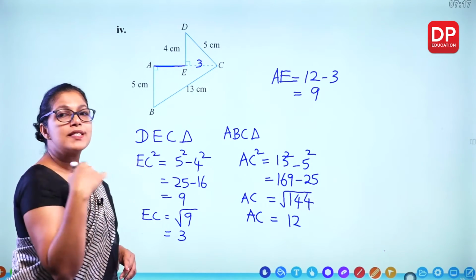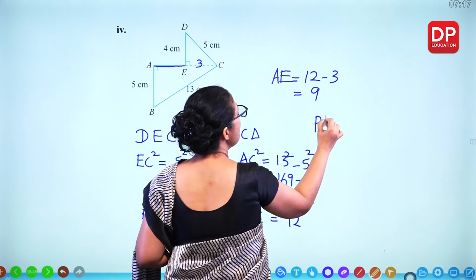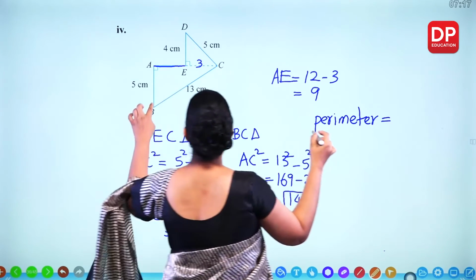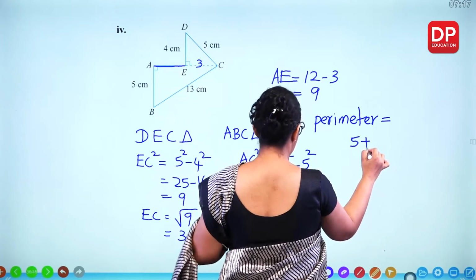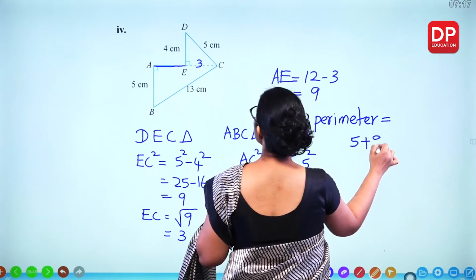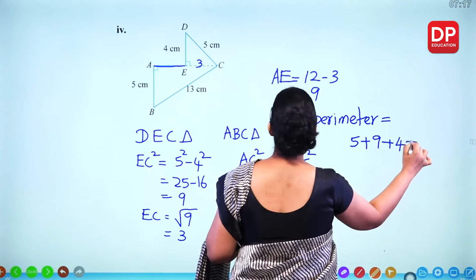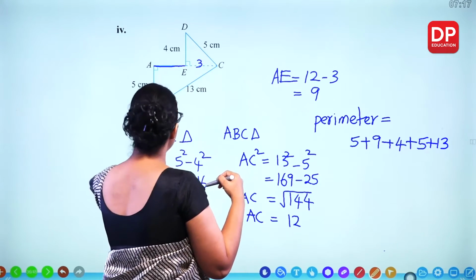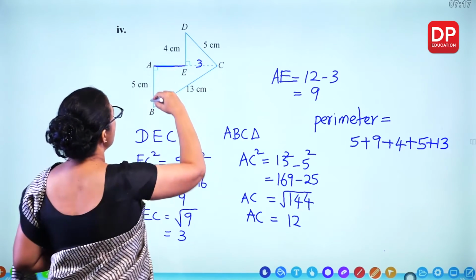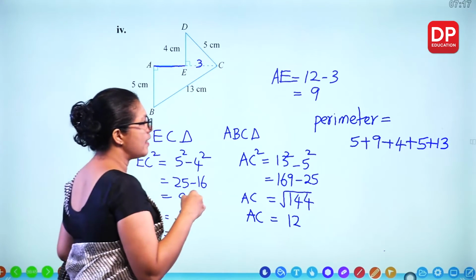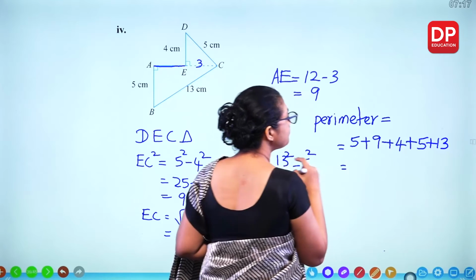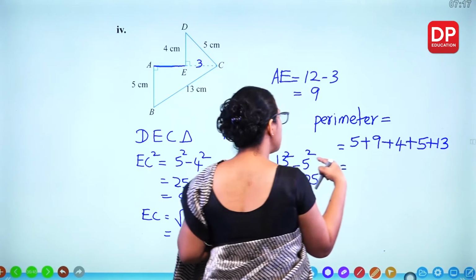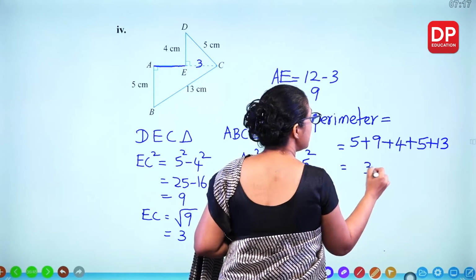Now we know AE. What's the perimeter of this figure? Perimeter is equal to, we'll start from here, 5 plus AE, that's 9, plus 4 plus 5 plus 13. So perimeter means the length around the figure. Add it all together. 5 and 5, 10, 19, 23, 23 and 13, 36.